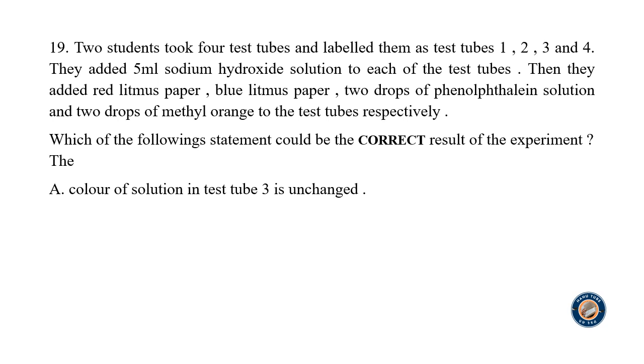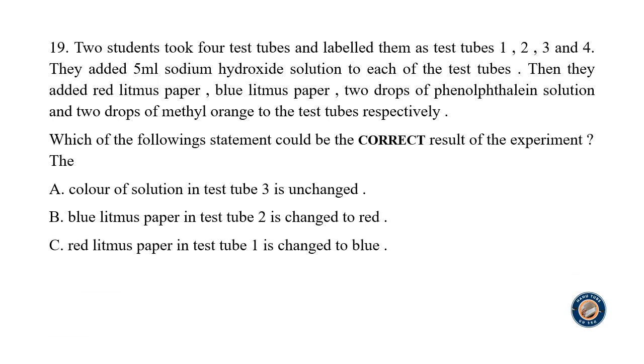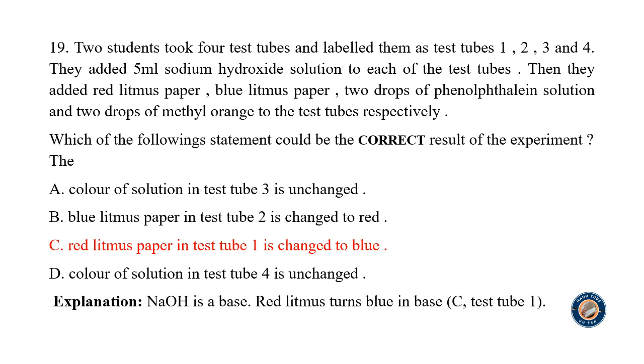A. The color of the solution in test tube is unchanged. B. The blue litmus paper in test tube 2 is changed to red. C. The red litmus paper in test tube 1 is changed to blue. D. The color of the solution in test tube 4 is unchanged. The answer is the red litmus paper in test tube 1 is changed to blue. Sodium hydroxide is a base. Red litmus turns blue in base. So C is correct.